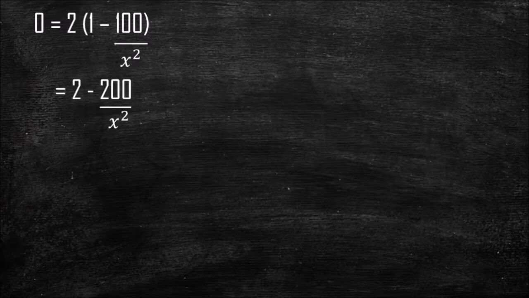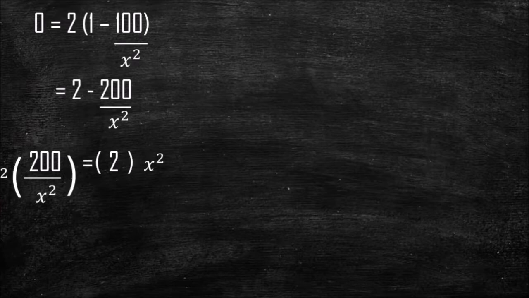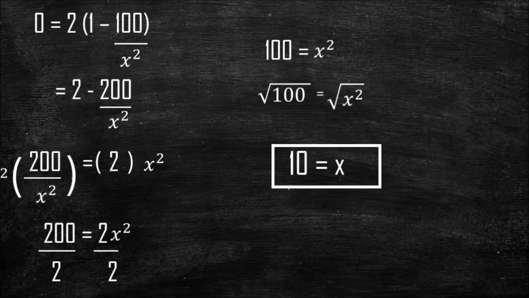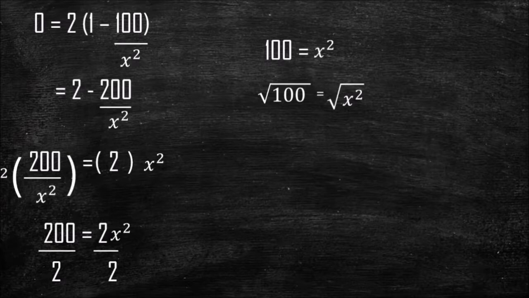Distribute the 2 so you can get 2 minus 200 over x squared. Now, transpose negative 200 over x squared to the other side, that will give you positive 200 over x squared equals 2. To cancel the x squared, multiply both sides of the equation by x squared. To get only the x squared, divide both sides by the coefficient 2. To get the value of x from x squared, get the square root of each side. It will give us x equals positive and negative 10. Since we already established that x is greater than 0, the only value of x we can accept is positive 10.